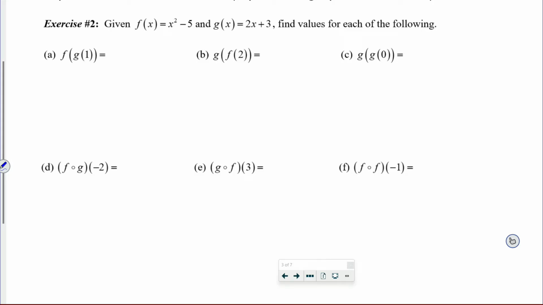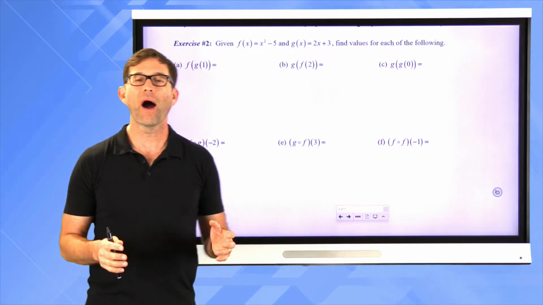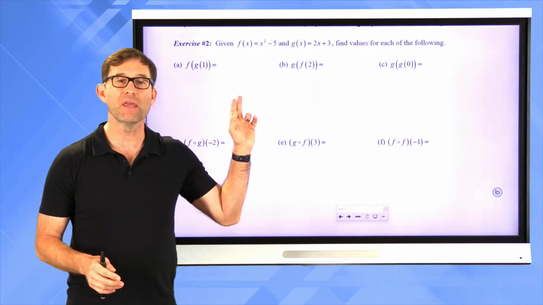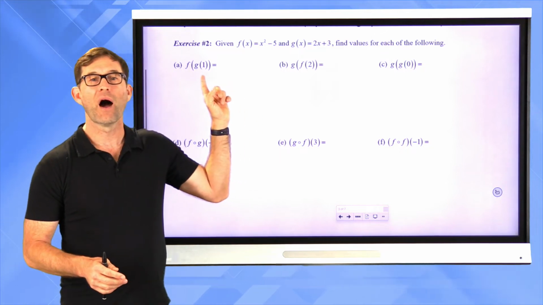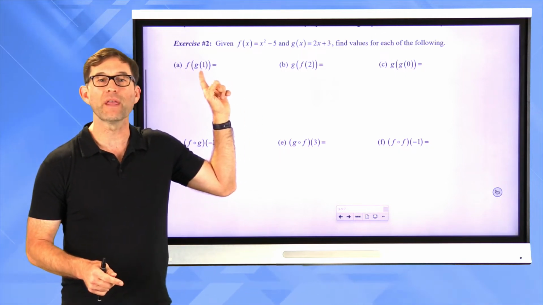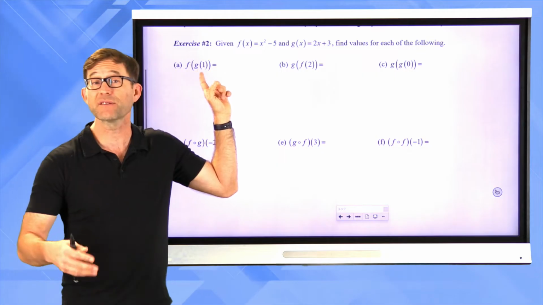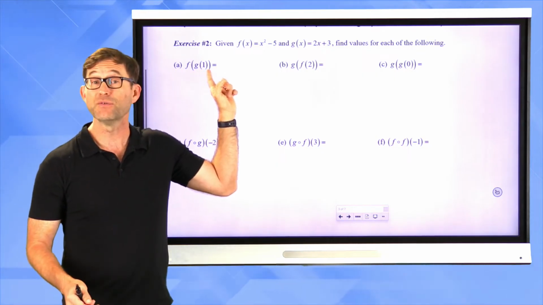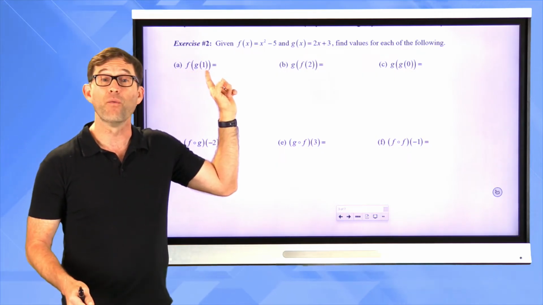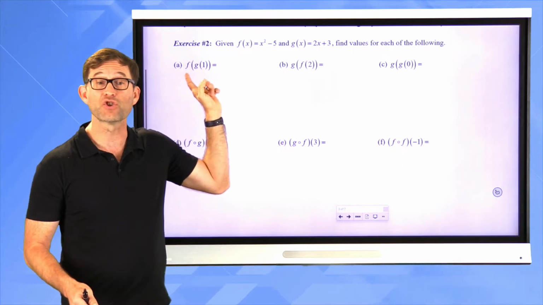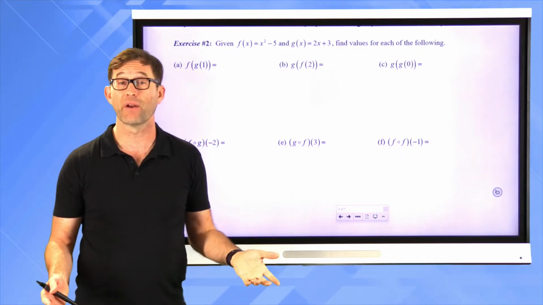Given f of x equals x squared minus 5 and g of x equals 2x plus 3, find values for each of the following. Letter A, f of g of 1. All right, so I love this notation because to me this is very straightforward. I have an input of 1 that's going into function g, and it's got some value, and that value is g of 1. And then g of 1 is going into the function f, and it's got some final value.